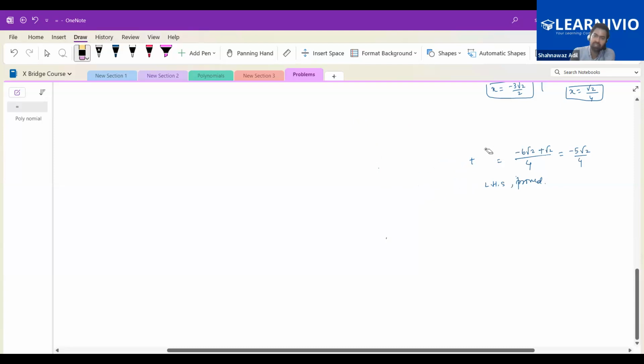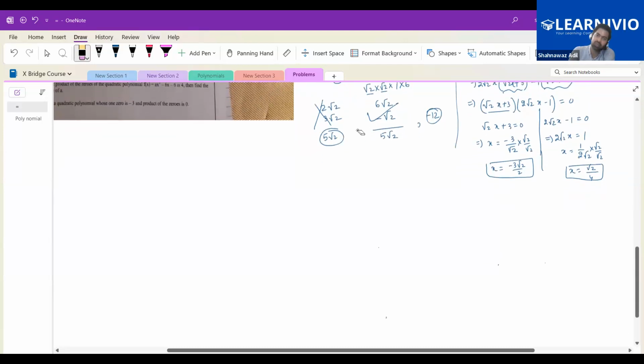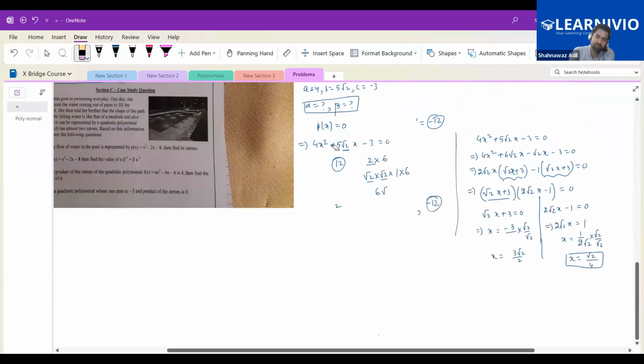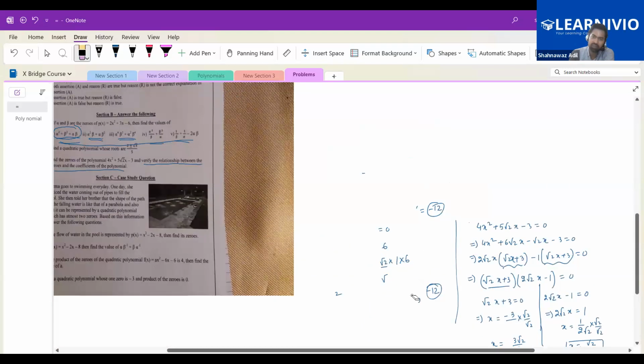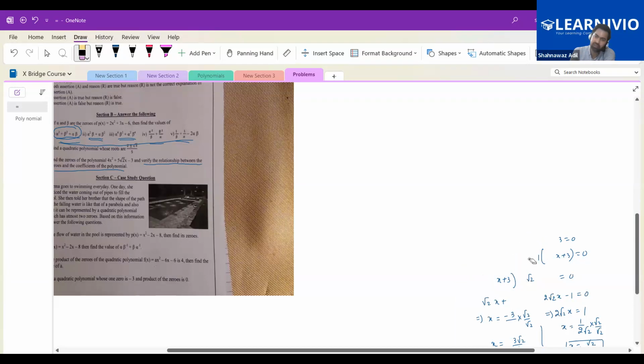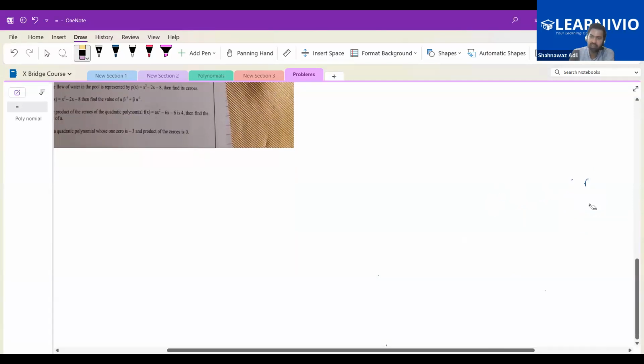If in the question they ask you to find the zeros, then you have to solve for x. Whenever you have to find the zeros or verify the relationship, then you have to solve this by middle term splitting. Otherwise, you don't need to solve. So you practice all the different questions, then you will get the idea of when we have to use only the relationship or when we have to solve the actual polynomial.